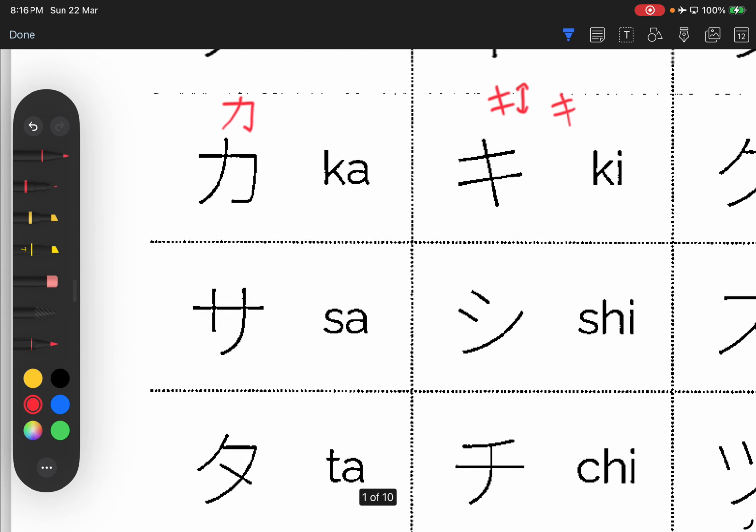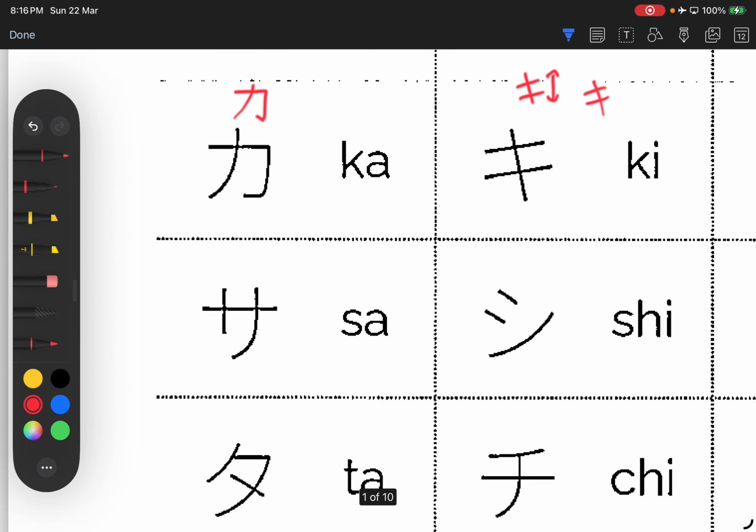Next we have the S row, sa. Sa. So I will do the horizontal line first, then I'll do the back line, and then I'll do the forward line.